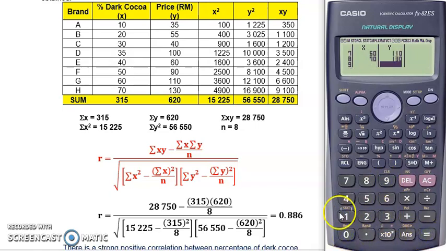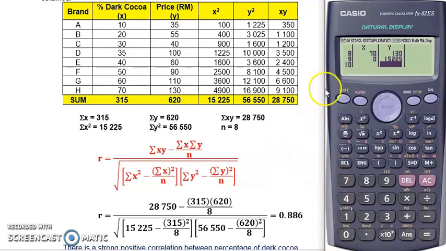How to check all these values? You choose number 1, function stat, shift 1. Look for sum, number 4. If you want summation of x squared, for example, you press 1, 1, equal. Then you get 15,225.